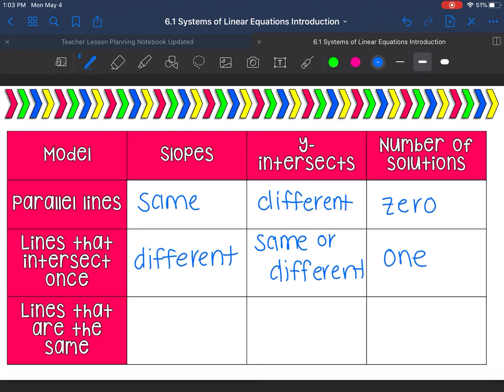Now let's recap the lines that are the same. What kind of slope do lines have if they're the same? Well, they have the same slope. Remember, same line, same slope, same y-intercept. And the number of solutions would be infinitely many.